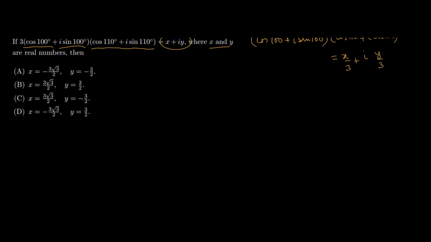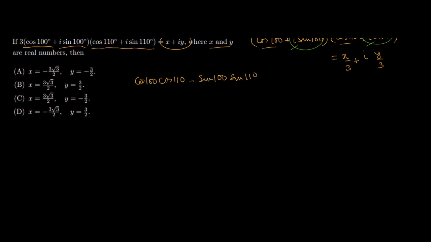So we expand the left hand side of the expression, which will give us cos 100 into cos 110. So the first term of both the expressions, and then we take the last terms of both the expressions, because i square will become minus 1. We have to segregate the terms with i and without i. So we get minus sin 100 sin 110, because i square is minus 1. So that's why the minus came.